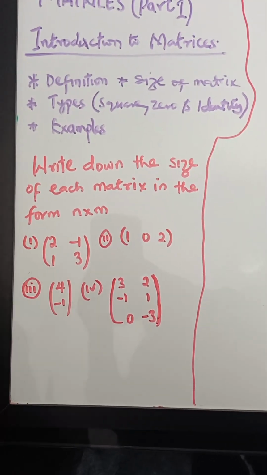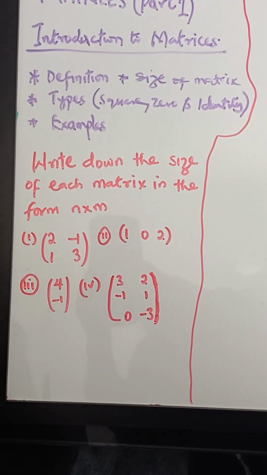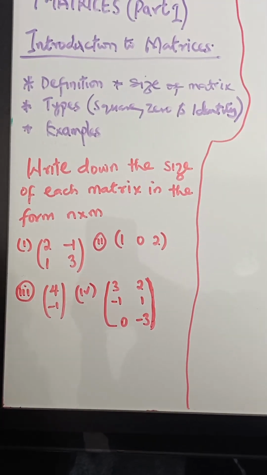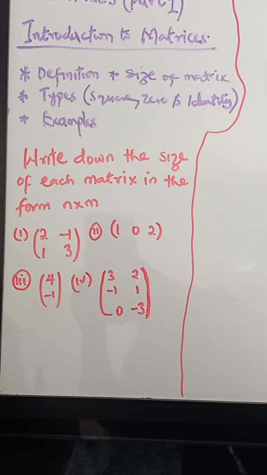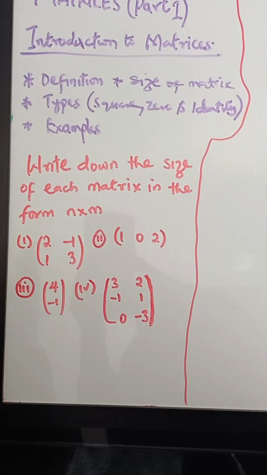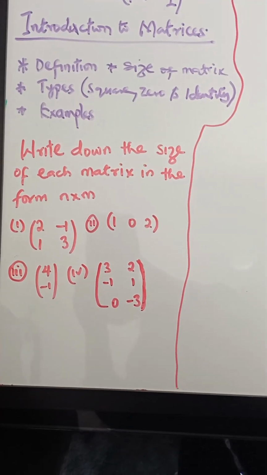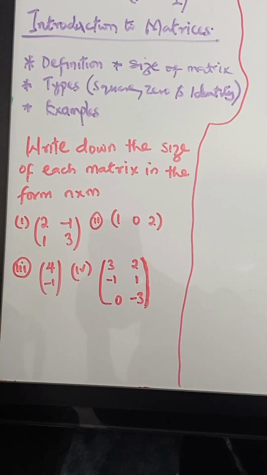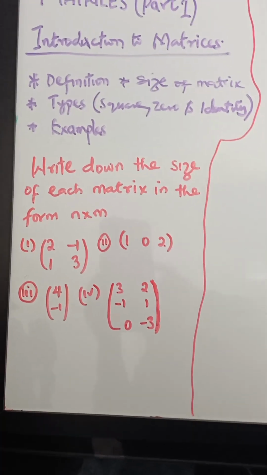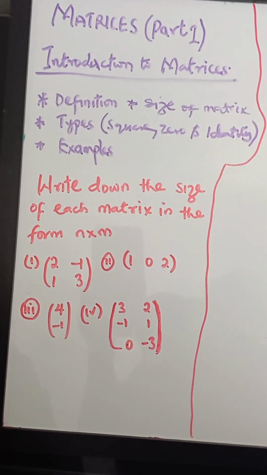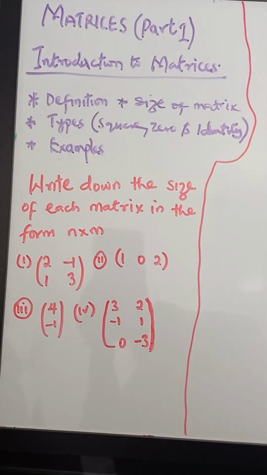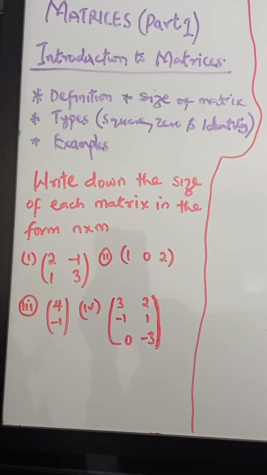A definition of a matrix is just an array of elements set out in a pair of brackets. Array means the arrangement of numbers in rows and columns. That's the definition, the arrangement in size of rows and columns. And when we're talking about the size of a matrix, the size of a matrix can be described by the number of rows and columns it contains.